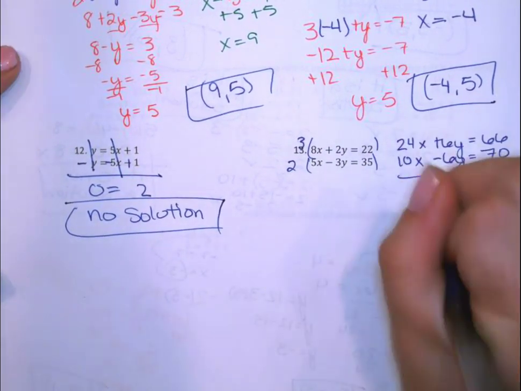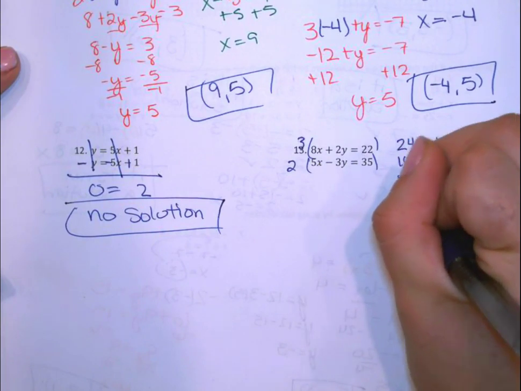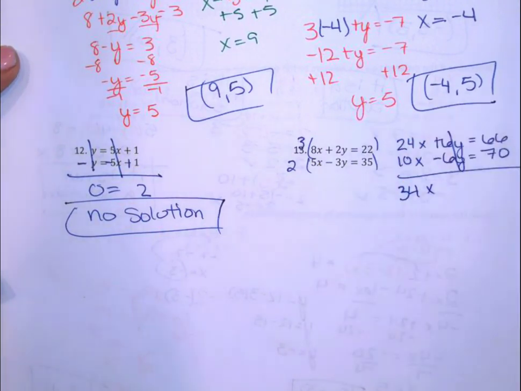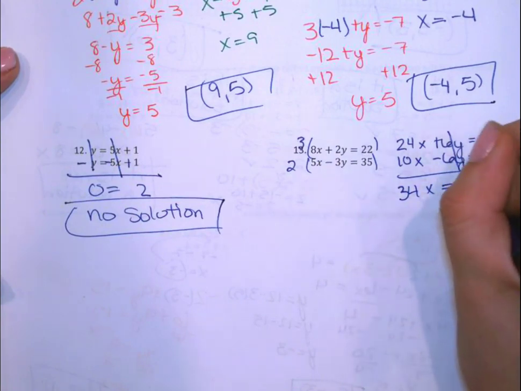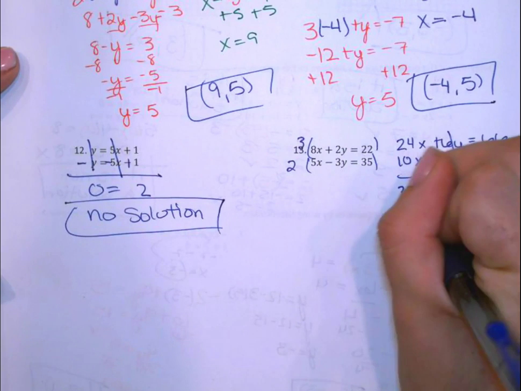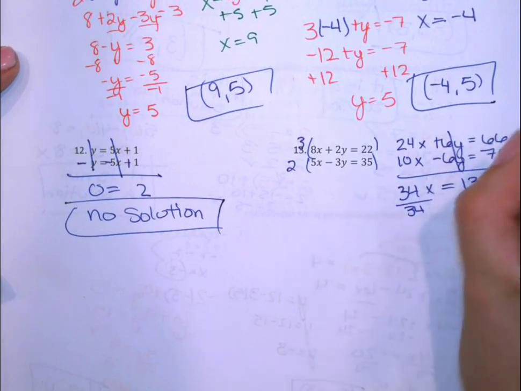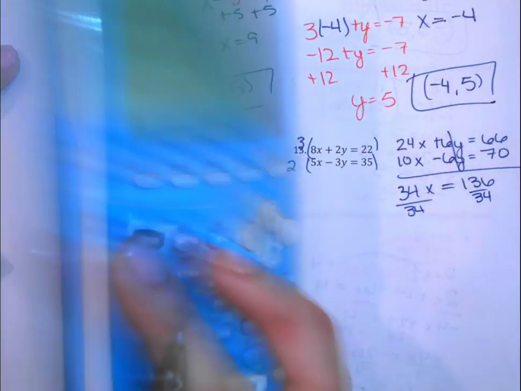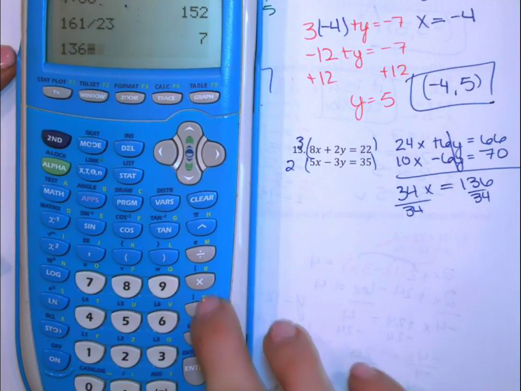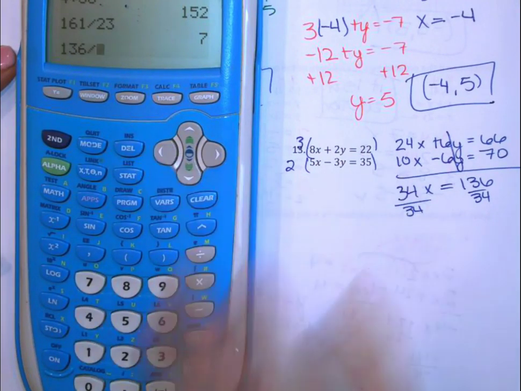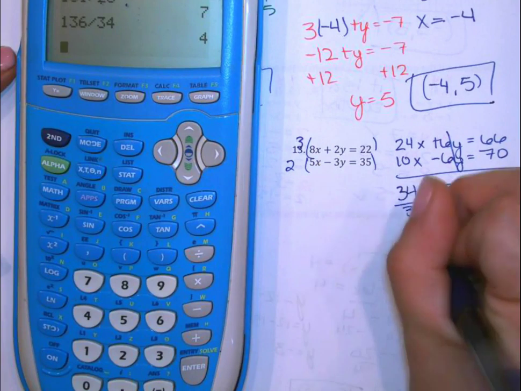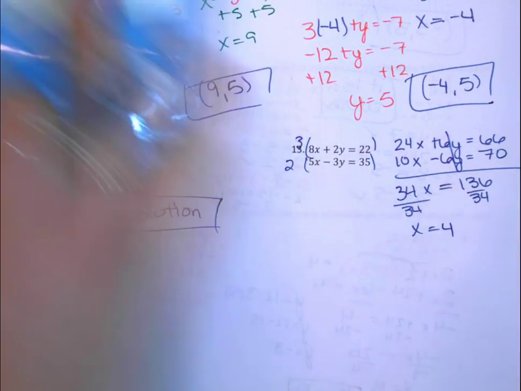We go ahead and add straight down. 24 plus 10 is 34. The 6y's cancel out. 66 plus 70 is 136. I'm going to divide both sides by 34. 136 divided by 34 is 4. So I get x equals 4.